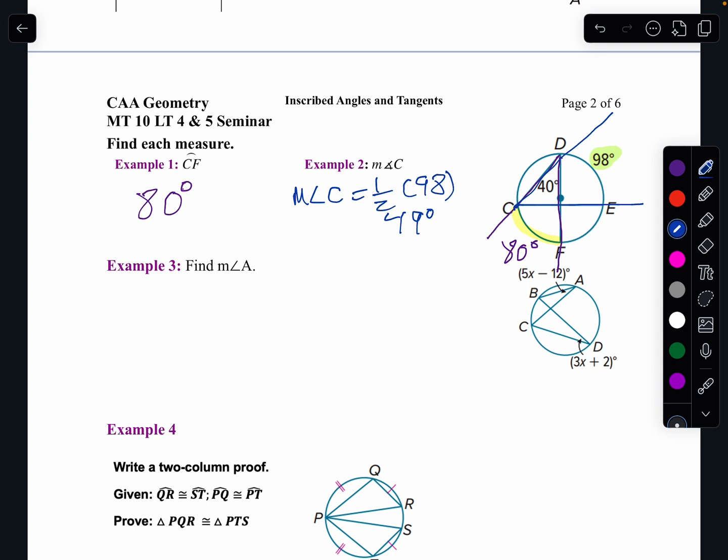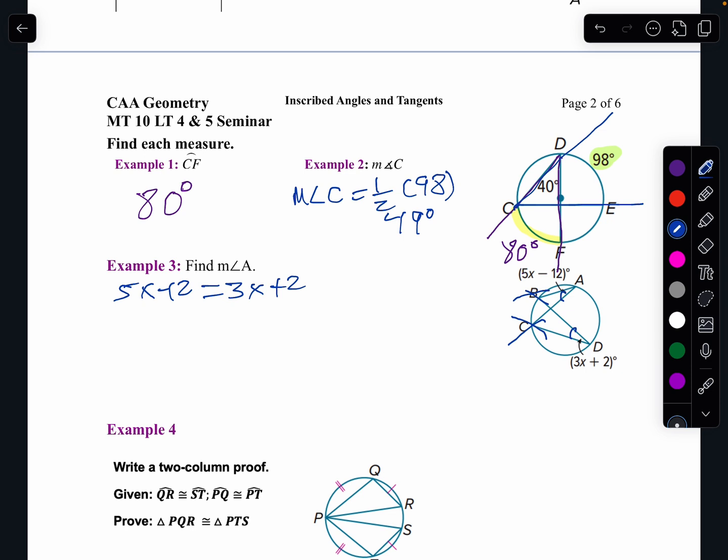Now, if I take a look at the measure of angle A in example 3, notice angle A subtends arc BC, so does angle D. So I know these two angles are the same. In other words, 5x minus 12 equals 3x plus 2. And we are just going to solve that equation.